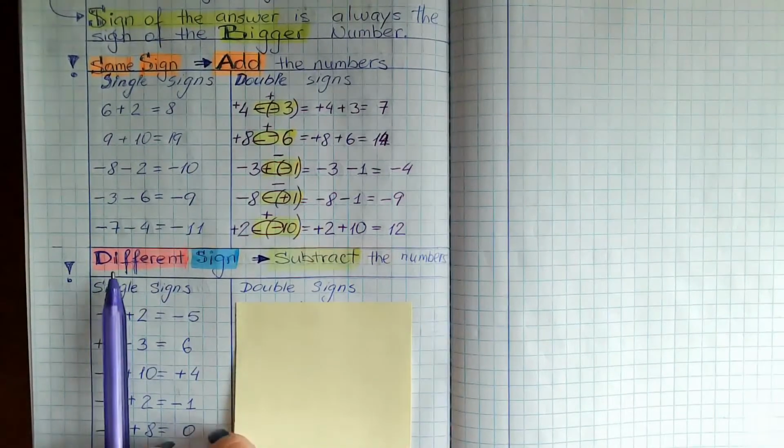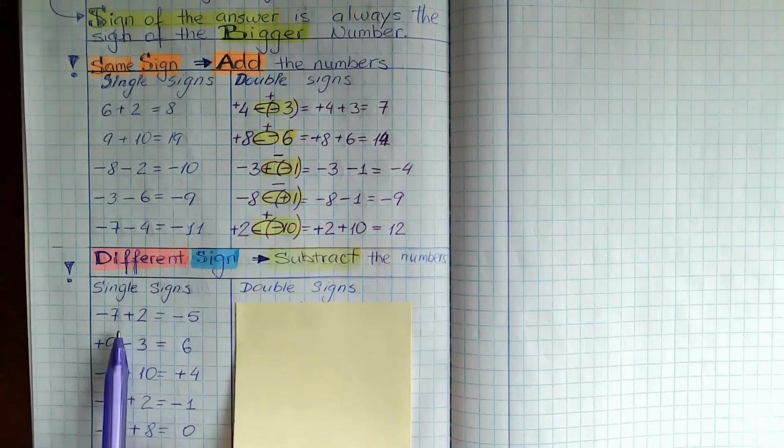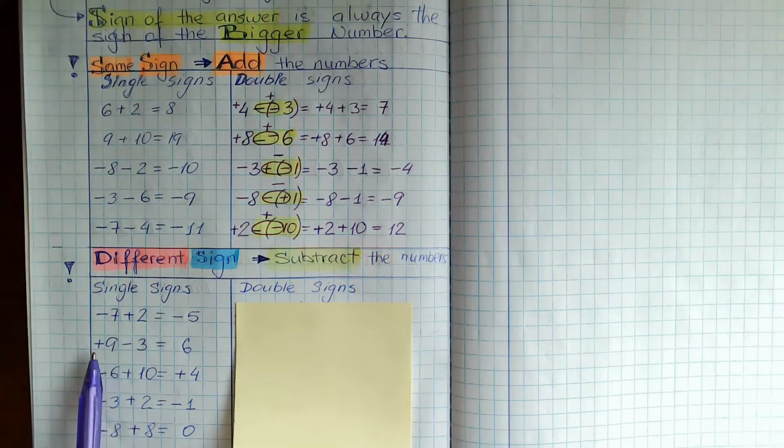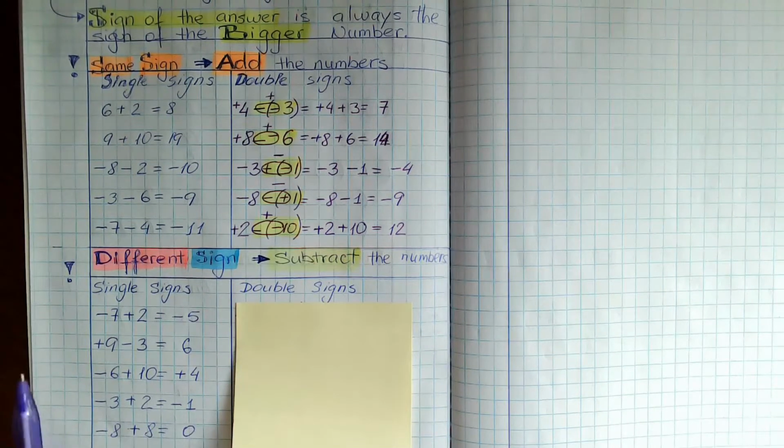We said that for different signs we subtract and then keep the sign of the bigger number for the answer. 7 is bigger, with a minus creates a negative answer. 9 is bigger, being positive creates a positive answer. 10 is bigger, being positive creates a positive answer. 3 is bigger with a negative creates a negative answer. And make sure that in the problem we only have one sign per number. Every number has one sign.